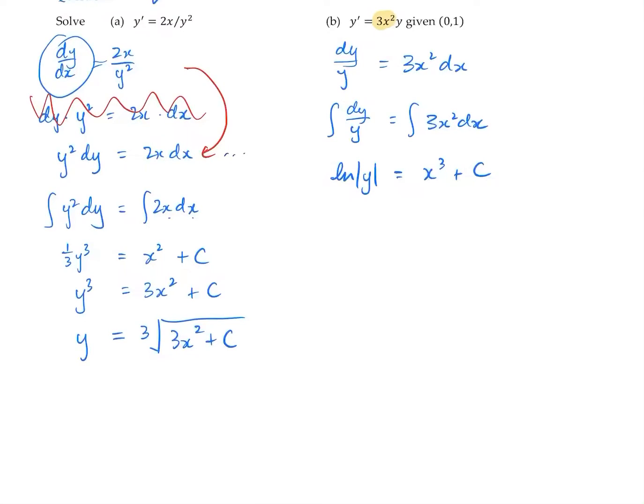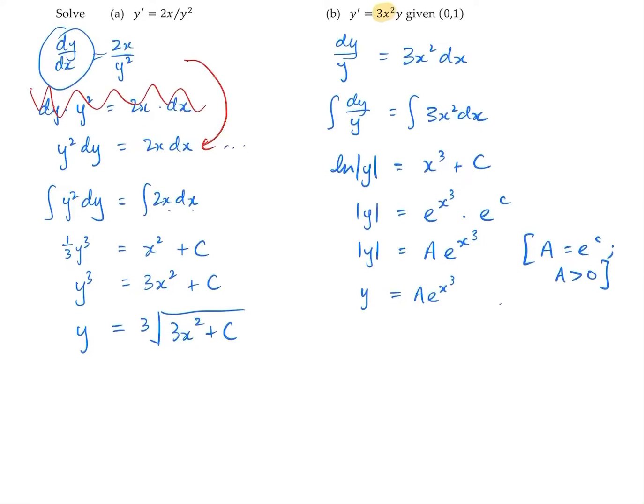So we're going to exponentiate both sides. Absolute value of y equals e to the x cubed times e to the c, just applying some index laws there as well. You know what we're going to do next. So a equals e to the c. And what do we do about this absolute value? Well, y equals a e to the x cubed.